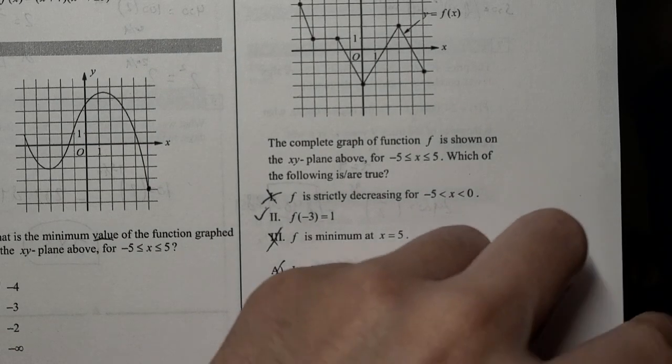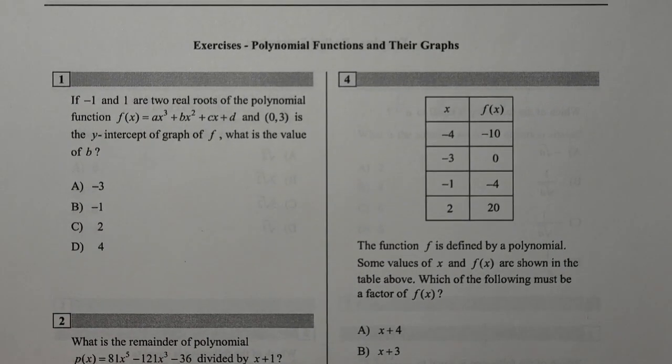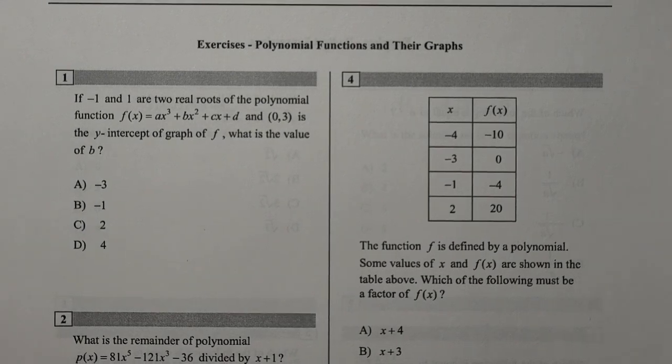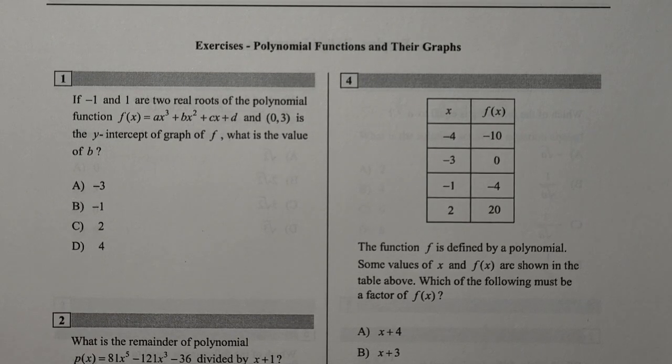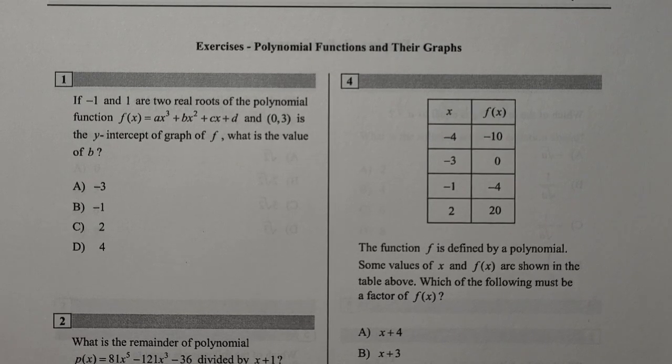Okay, this is a short video, so I guess let's move on to the next section as well. This is also called polynomial functions and their graphs. Okay, so let's continue. If -1 and 1 are two real roots of the polynomial function this guy, and 0, 3 is the y-intercept of the graph of f, what is the value of b?